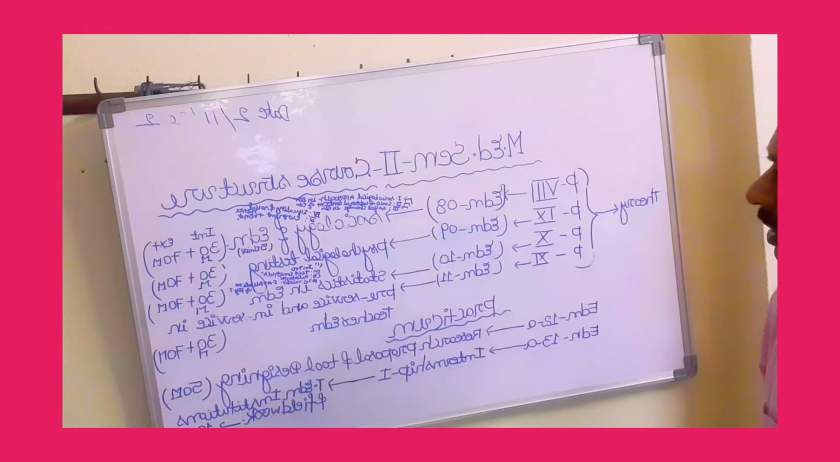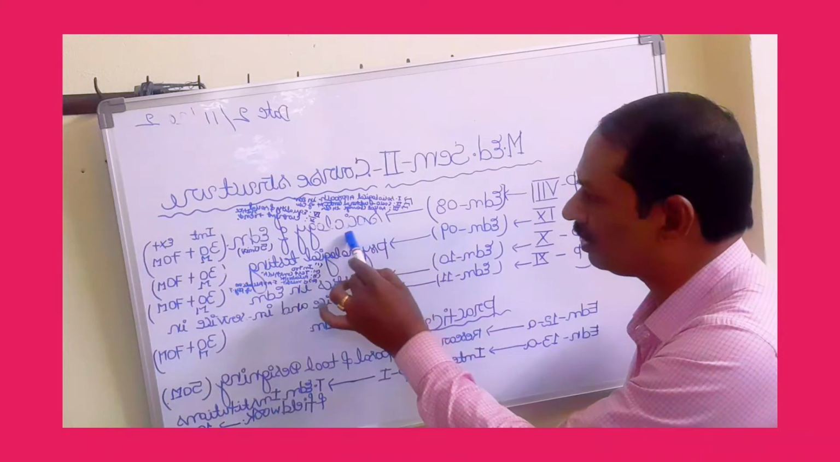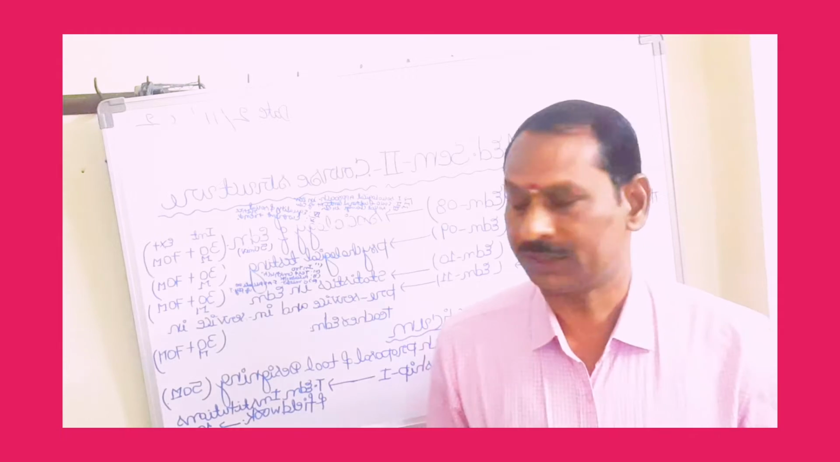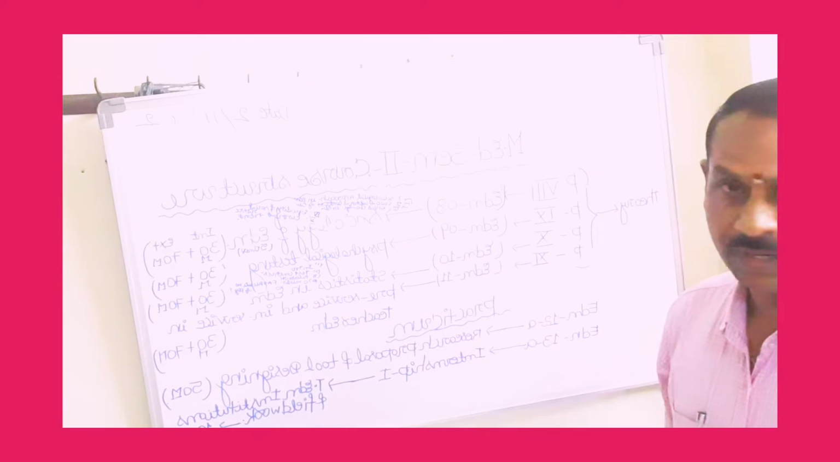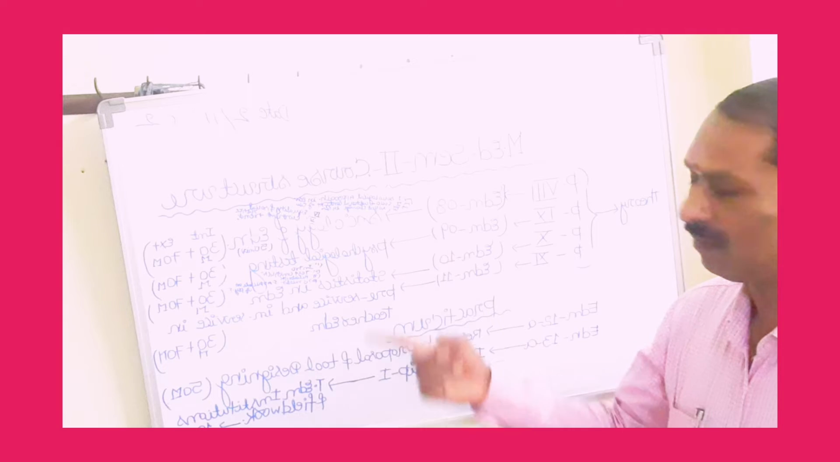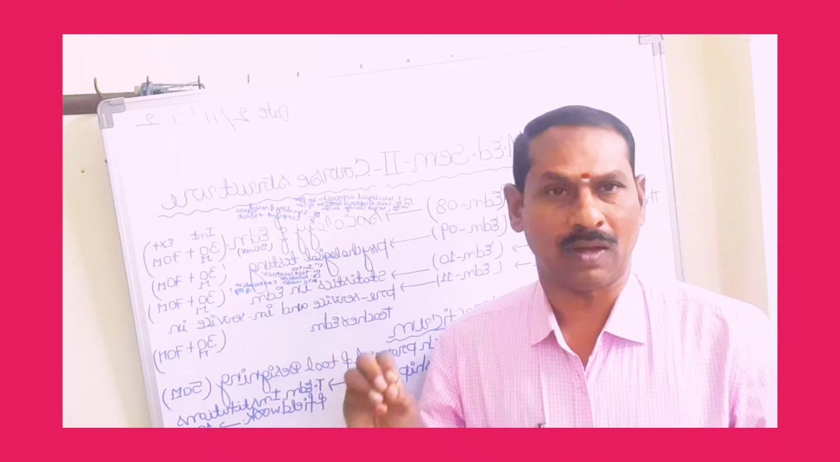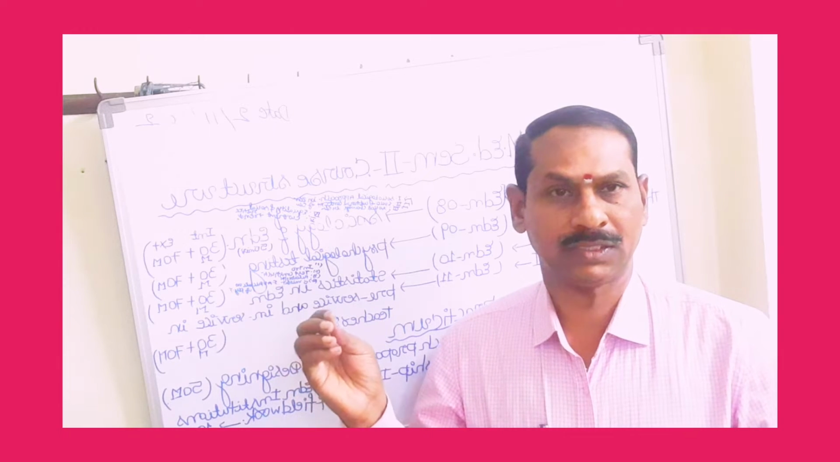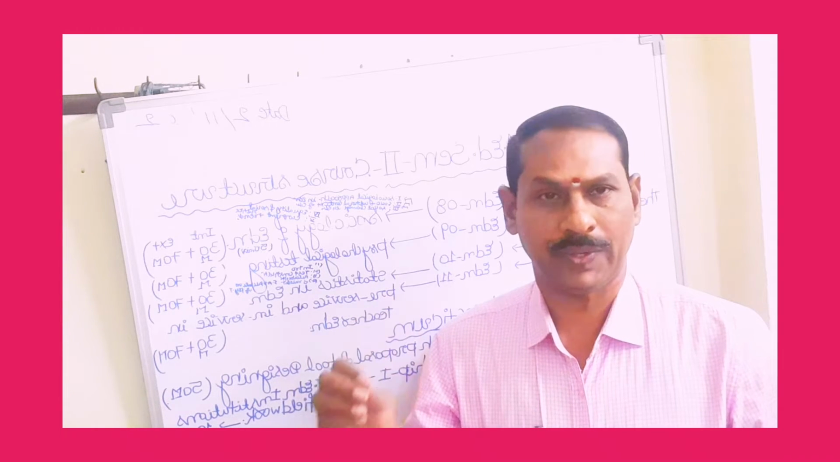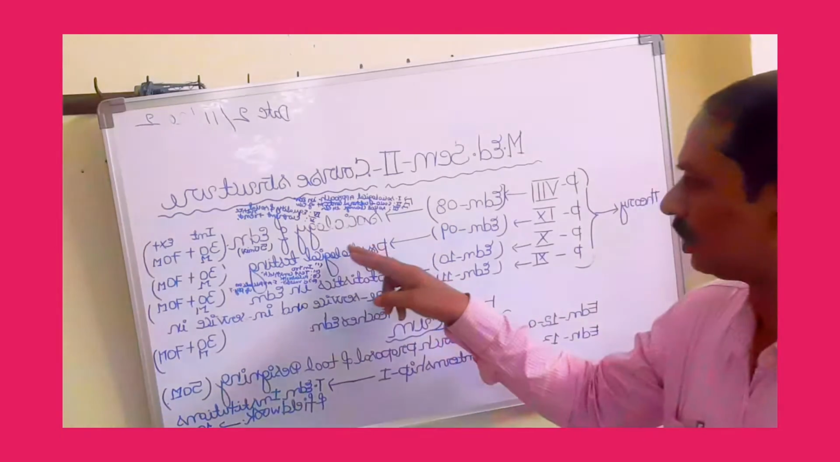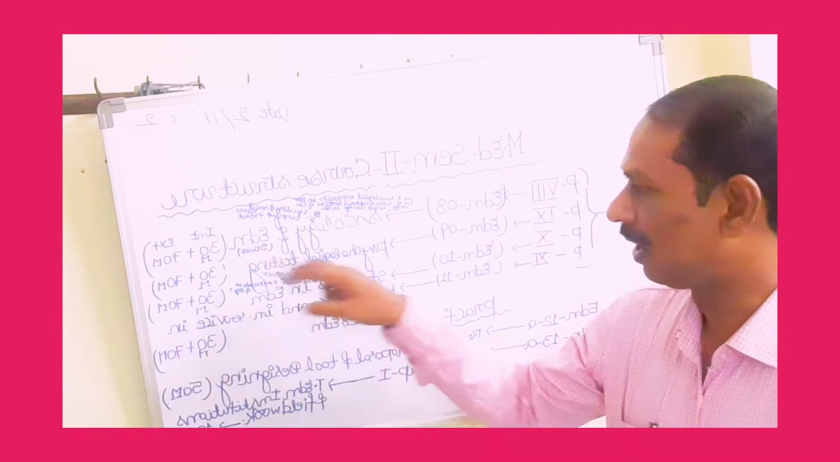Okay, let's move to paper 8, Education 08, the theory paper. The title is Sociology of Education. In this particular semester 2, 4 papers are there. Each paper consists of 5 units. In the same manner, Sociology of Education also consists of 5 units.